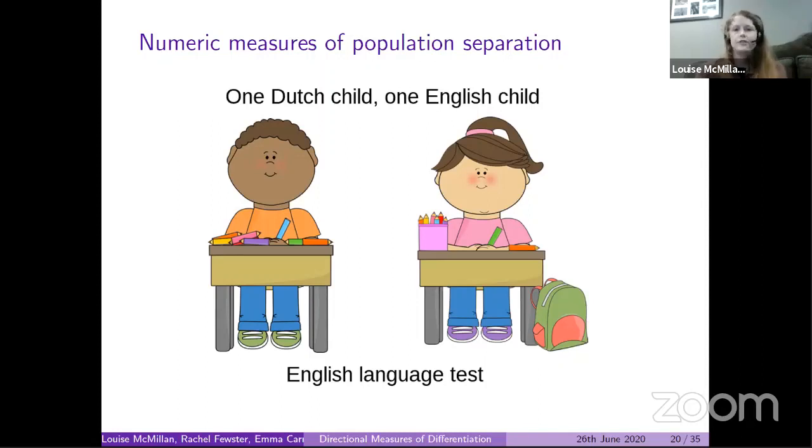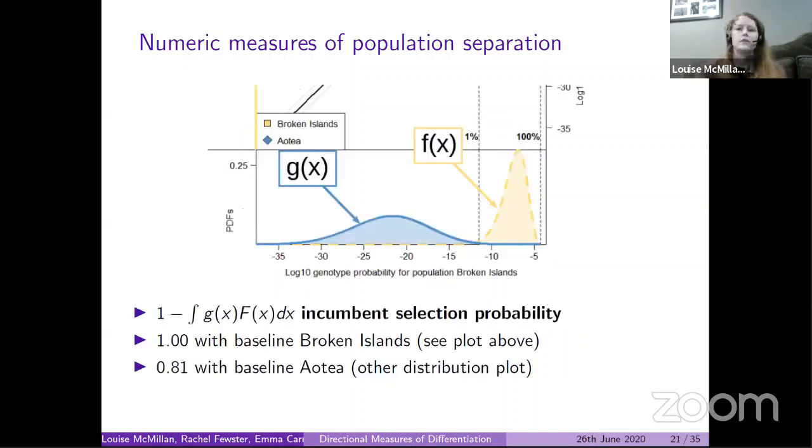Now, it should be noted that quite a few Dutch kids speak pretty good English, so there's a reasonable chance that they might do better at the English language test than the English kid. If you go the other way, very few English kids speak Dutch, and so it's highly unlikely that an English kid is going to be better at the Dutch language test. So if we look at our example of Broken Islands, it's almost certain that the Broken Islands rat would have a better fit to Broken Islands than the Artia rat would, but it's not certain that the rat from Artia would do better in Artia.